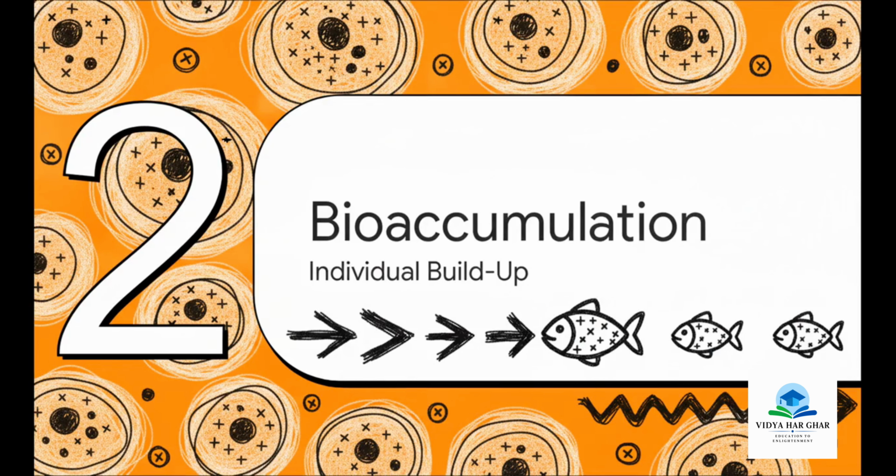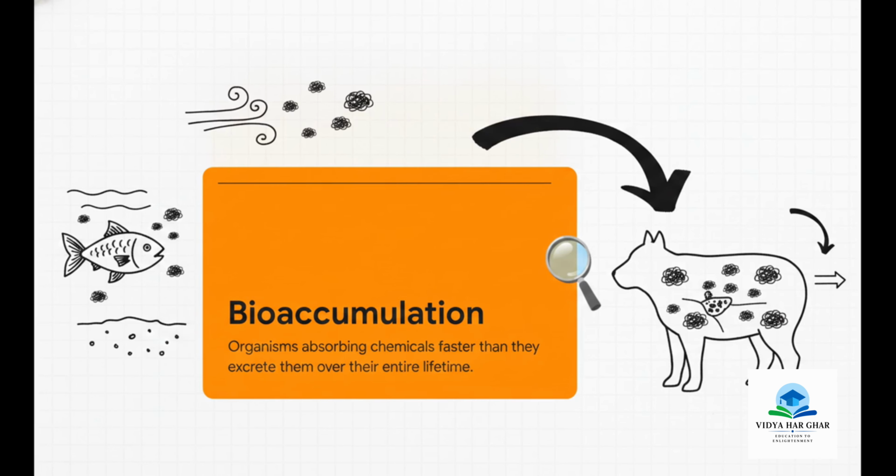Section 2, bioaccumulation, individual buildup. Which brings us to our first big concept, bioaccumulation. By definition, this is the process where an organism absorbs chemicals from its environment, whether that's through the air, the water, the soil, or just its daily diet. The real danger kicks in when the animal takes in these chemicals faster than it can excrete them. So instead of being flushed out naturally, harmful stuff like heavy metals literally accumulates in the body over the course of that single animal's entire lifetime.